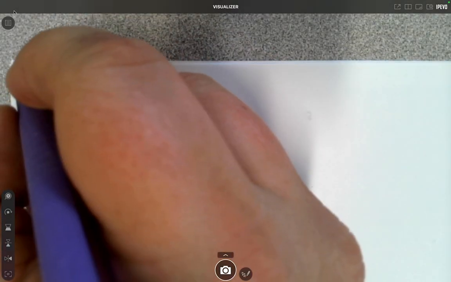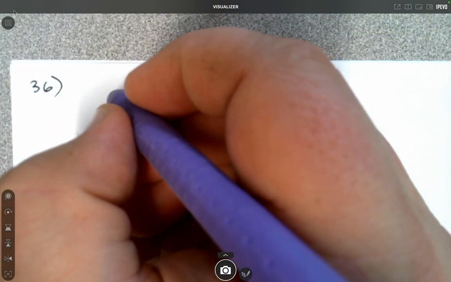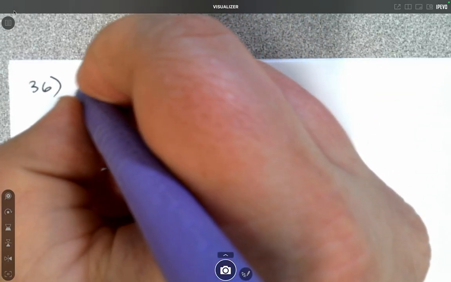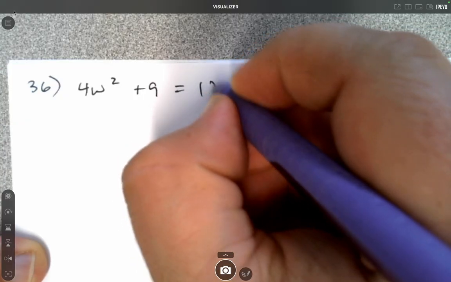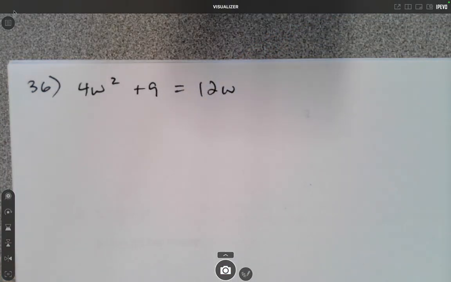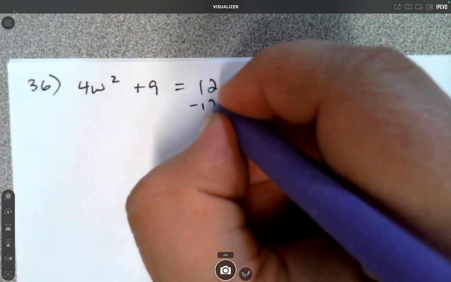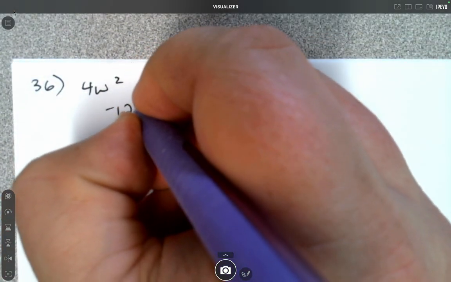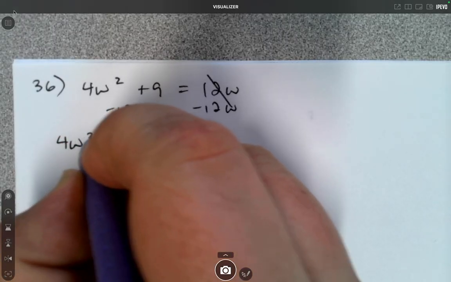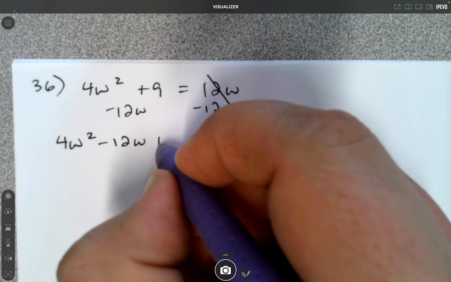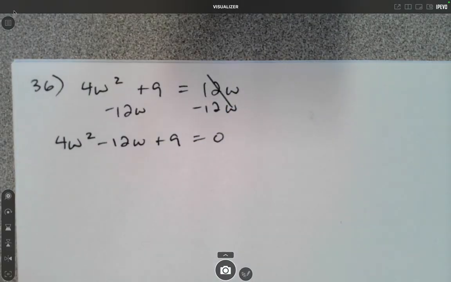Okay, on 36, still using the same method, we are solving the quadratic equation by factoring. We have 4w squared plus 9 equals 12w. Just as it was in the previous problem, 34, the first thing we want is to get this set equal to 0. So I'll need to subtract 12w from both sides. And just because it usually is, I'm going to put the w term in the middle. So we get 4w squared minus 12w plus 9.